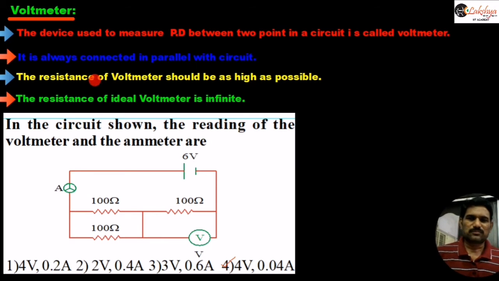And the resistance of this voltmeter should be as high as possible. That means it should have a larger resistance. If it has larger resistance, then the readings will be more accurate. Now the resistance of an ideal voltmeter should be infinity. That means the voltmeter should not draw any current from the main circuit. If it is drawing current from the main circuit, then automatically the reading will decrease.